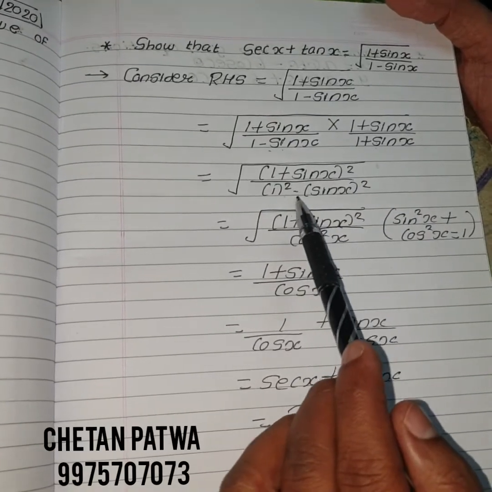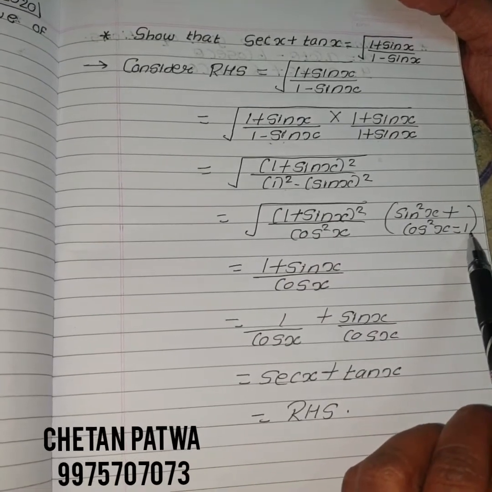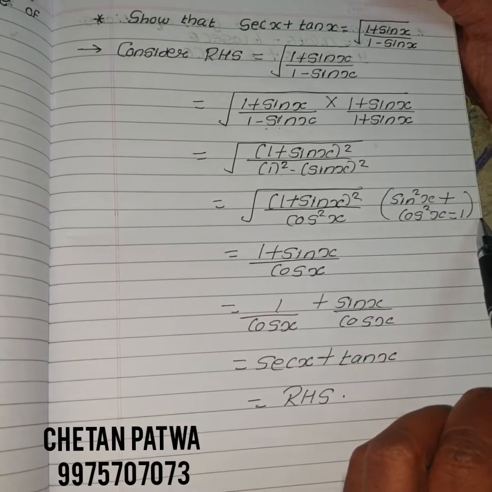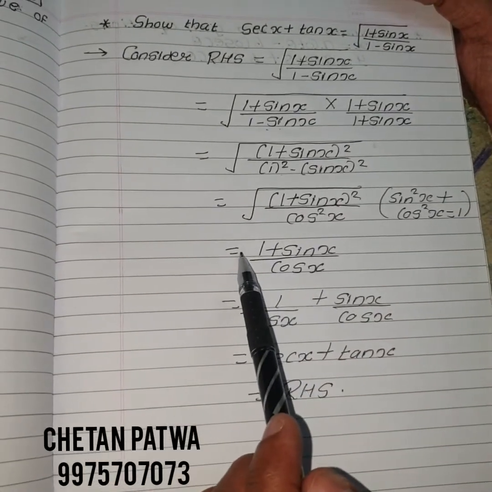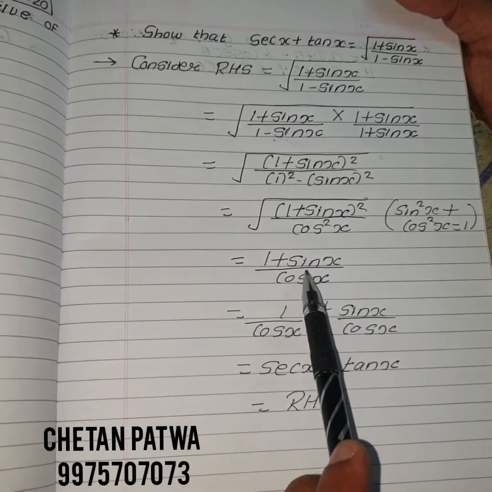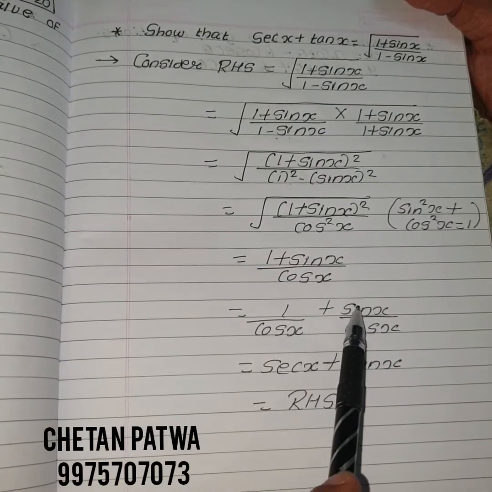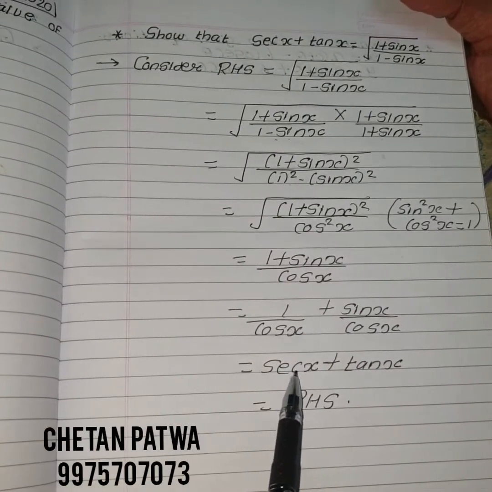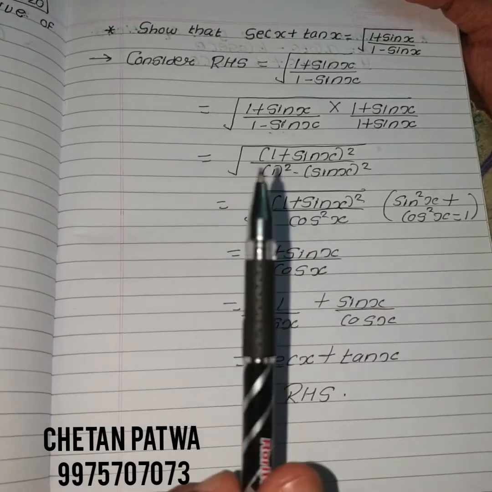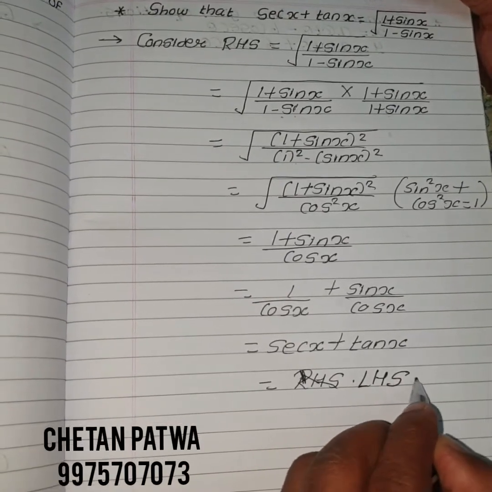Now what is 1 minus sin square x? Cos square x. Why? Because sin square x plus cos square x is equal to 1. If I transfer sin square x here, we will get cos square x is equal to 1 minus sin square x. Now square and square root will get cancelled. So what is remaining? (1 plus sin x) upon cos x. Separating the denominator, 1 upon cos x plus sin x upon cos x. What is 1 upon cos x? Sec x. Sin x upon cos x is tan x. That is equal to our, in this case, left hand side. This is our left hand side.